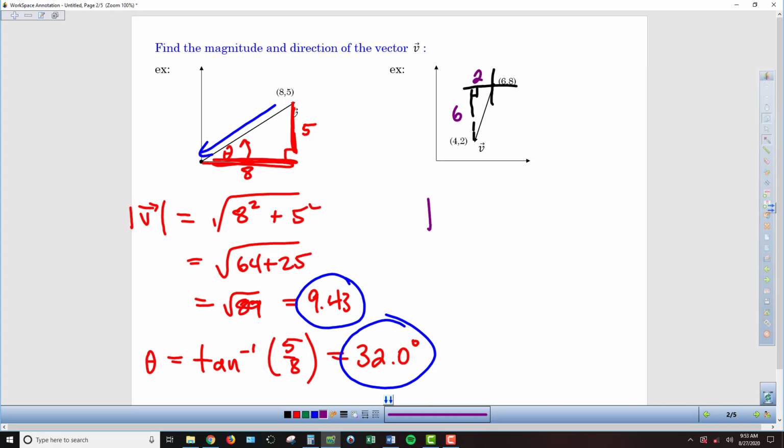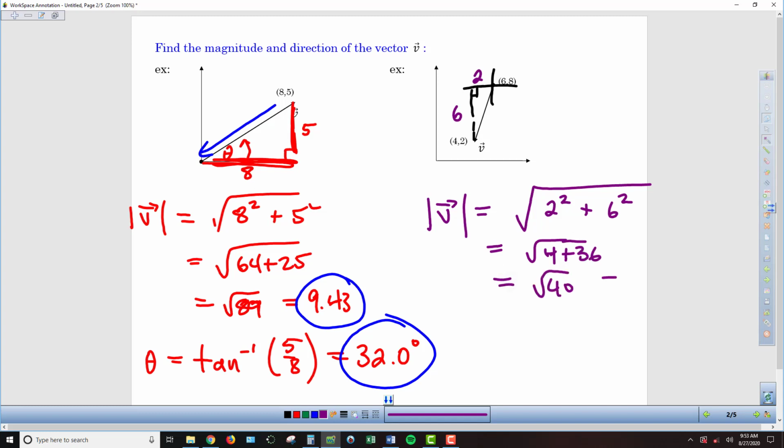With that, we can find the magnitude of this vector by, again, applying the Pythagorean theorem to this triangle that we've created. So we've got 2 squared plus 6 squared, so we've got the square root of 4 plus 36. So we've got the square root of 40, which cleans up into 6.32 if we push buttons on our calculator. There's our magnitude, and now we need to figure out what that direction is.